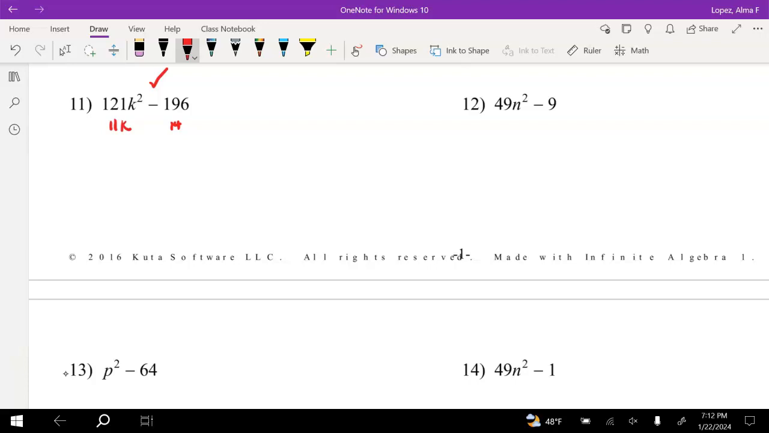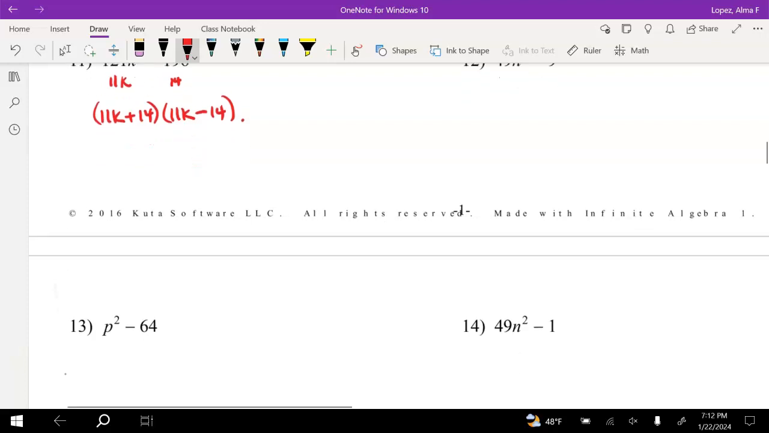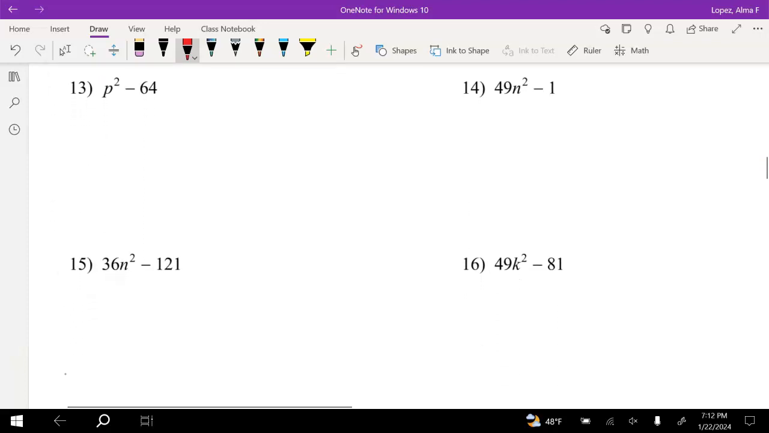Let's see. Since we had a difference of 2 perfect squares, I open up my 2 parentheses factors. The first base goes in the first position. The second base goes in the second position with a plus and a minus between them. Be sure to pause the video if I go too fast on any of them.